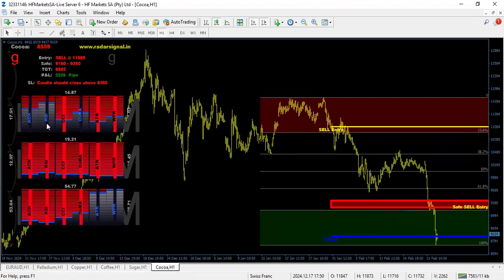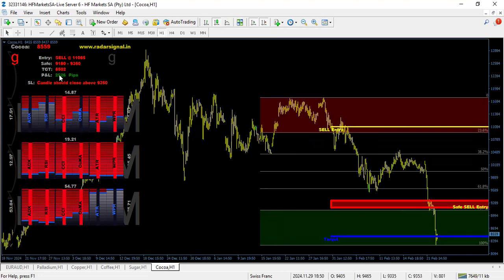This is cocoa, right? On cocoa, as you can see, all of the indicators are red. We had a sell setup, a sell signal at this price, and this was a very good sell momentum for cocoa. We just had a little bit of a pullback, and then the market just kept on selling. This was good. All of the signals on commodities went well.